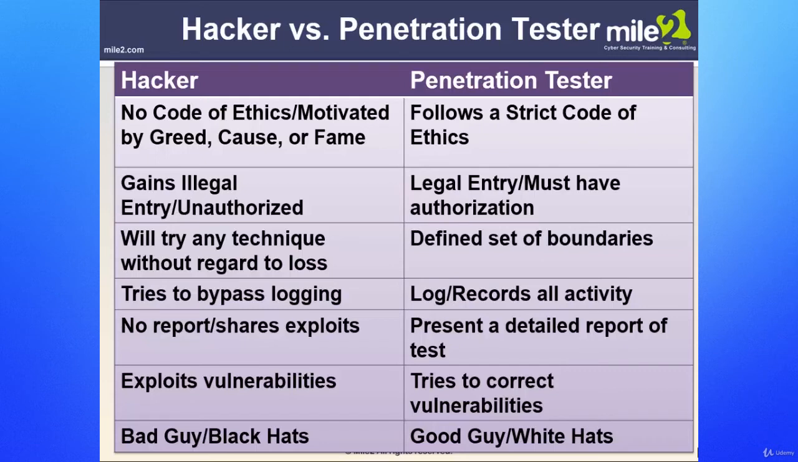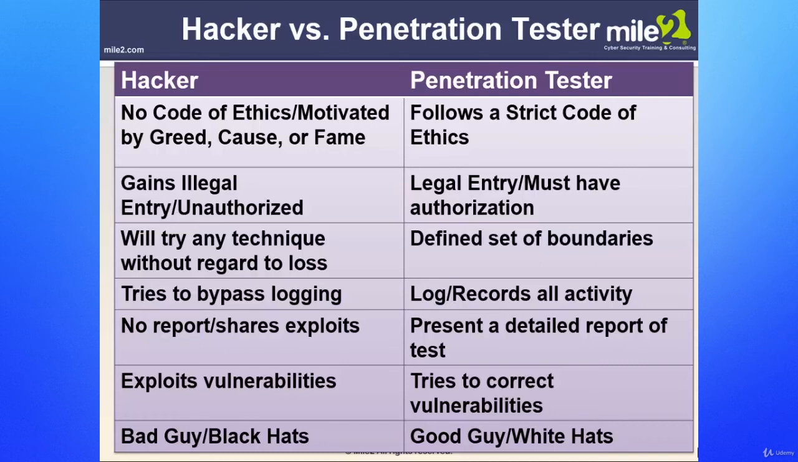Will try any technique without regard to loss. And again, they don't care if the server goes down and they lose data. However, the pen tester is confined to a set of boundaries which is defined before the pen test even starts. Black hat tries to bypass logging. Penetration tester needs to log and record all the activities.